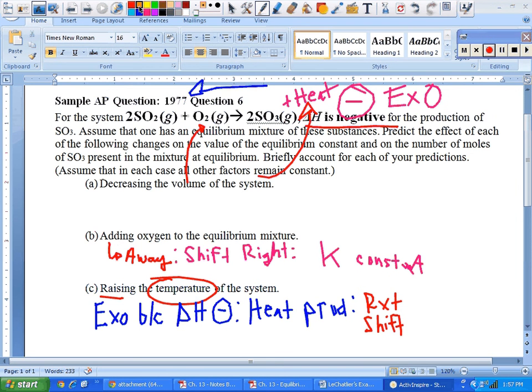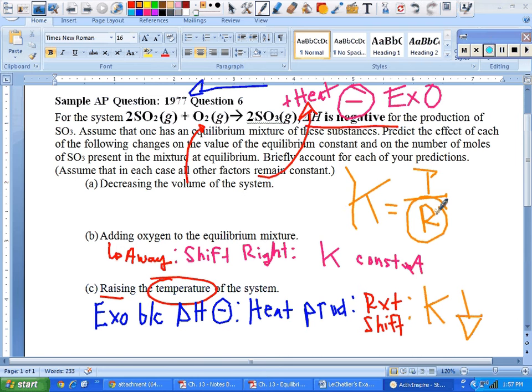Why does K decrease? Because the products are going down and the reactants are going up. You're making more reactants, and K is equal to products over reactants. Well, this bottom value is getting larger, so K must come down. So if they ask you how is K affected, K will decrease. Okay? So again, if you've noticed, the only thing that changes K is temperature. You have to understand that.